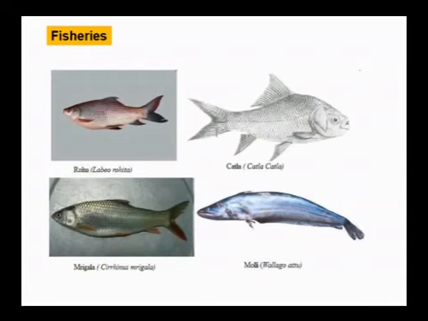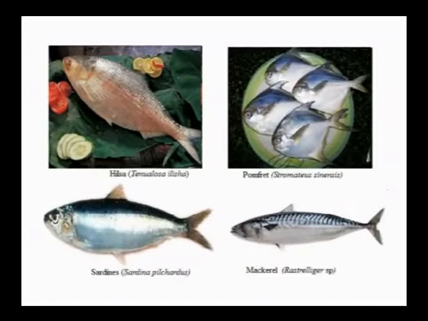So these are few species of fishes. These fishes which are used as a source of food can be caught from marine as well as freshwater habitats. These are the marine fishes: hilsa, pomfret, sardines, mackerel.